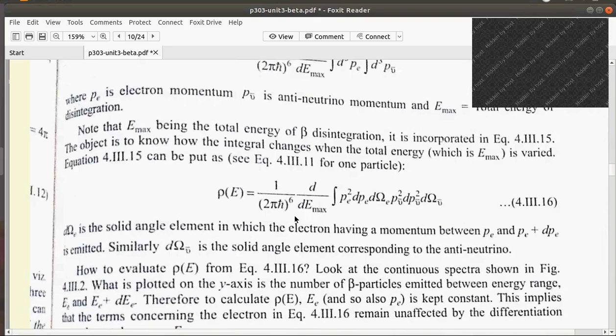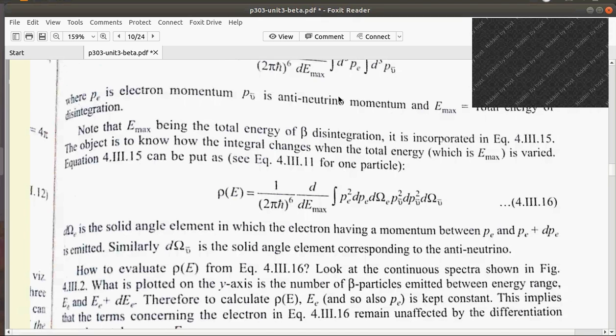Now note that the E max being the total energy of disintegration, it is incorporated into the equation. The objective is to know how the integral changes when the total energy is varied. E max is varied. So that is why we are using E max here, so that we know that when E max changes, how much is the change in the system.